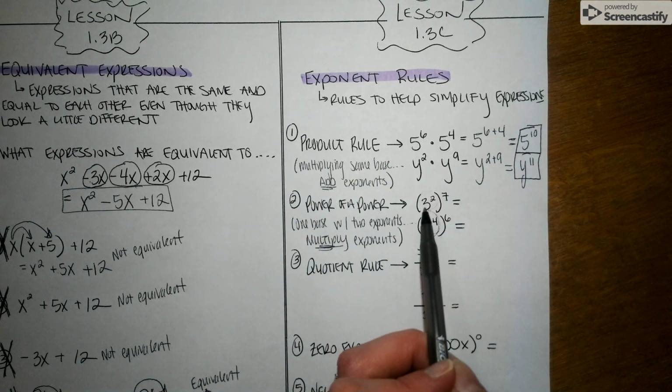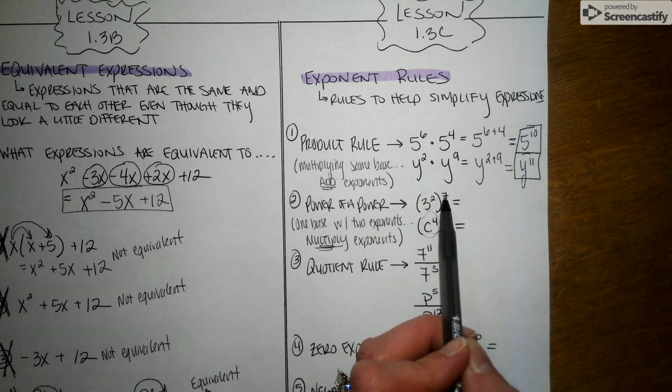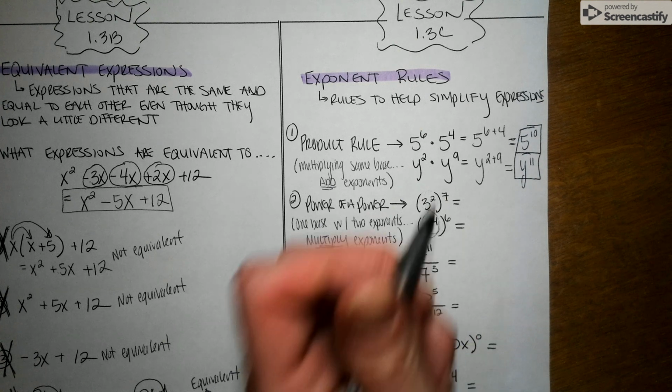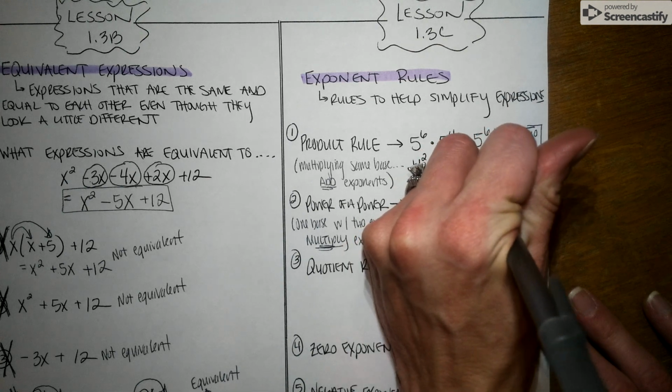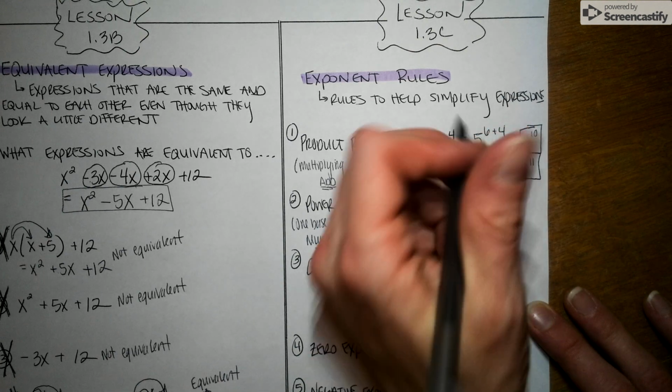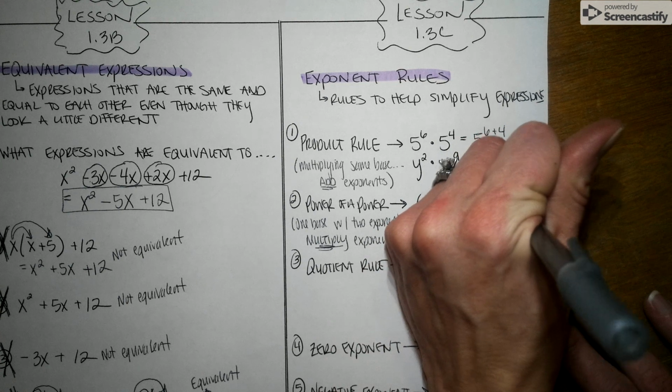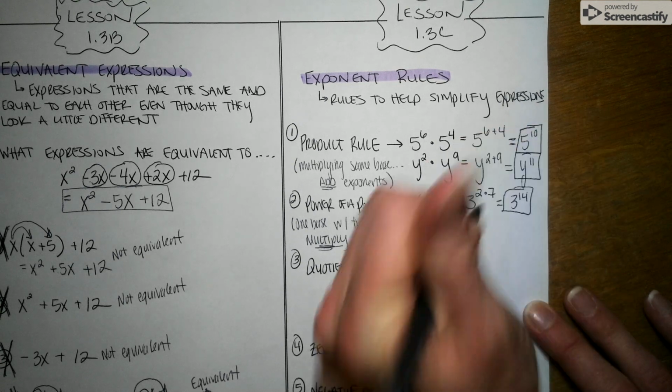So in the first example, I have 3 squared to the 7th power, or the 7th exponent. So I'm going to keep my base of 3, but I'm simply going to take 2 and multiply it to 7. So 2 times 7 is 14, so this becomes 3 to the 14th.